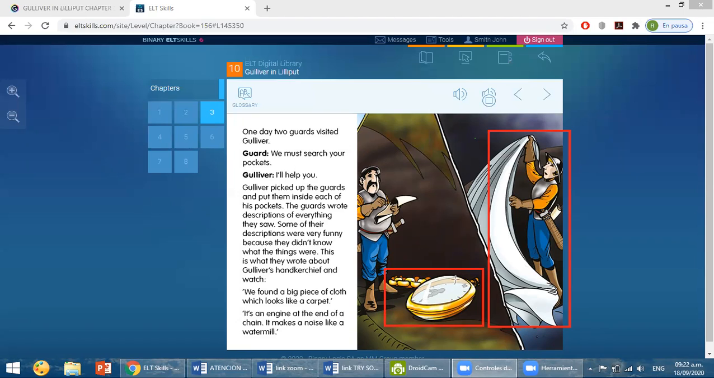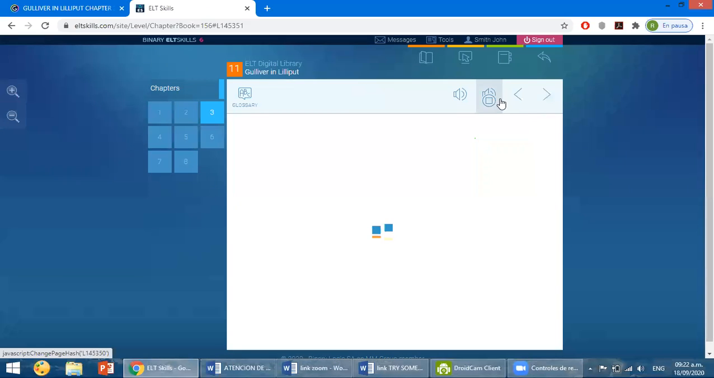No? For Gulliver it was a watch, but for the Lilliputians it was an engine, a machine at the end of a chain. And it makes a noise, no? Tick-tock, a noise. They say it's like a water mill. You see? Something interesting, no? Okay, now let's see what happened next. Next page, listen please.